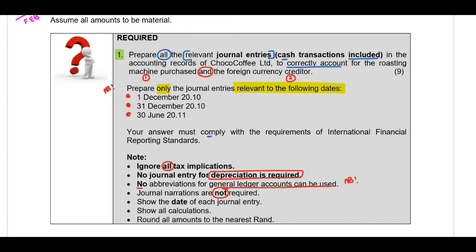Now, do you know what a journal narration is? This will be, for example, when we recognize, let's say, debit, our property, plant and equipment, our machine, credit, our creditor. Then the journal narration will be the explanation in terms of why you recognize that journal. Important, show the date of each journal entry, show all your calculations, round all amounts to your nearest rand.